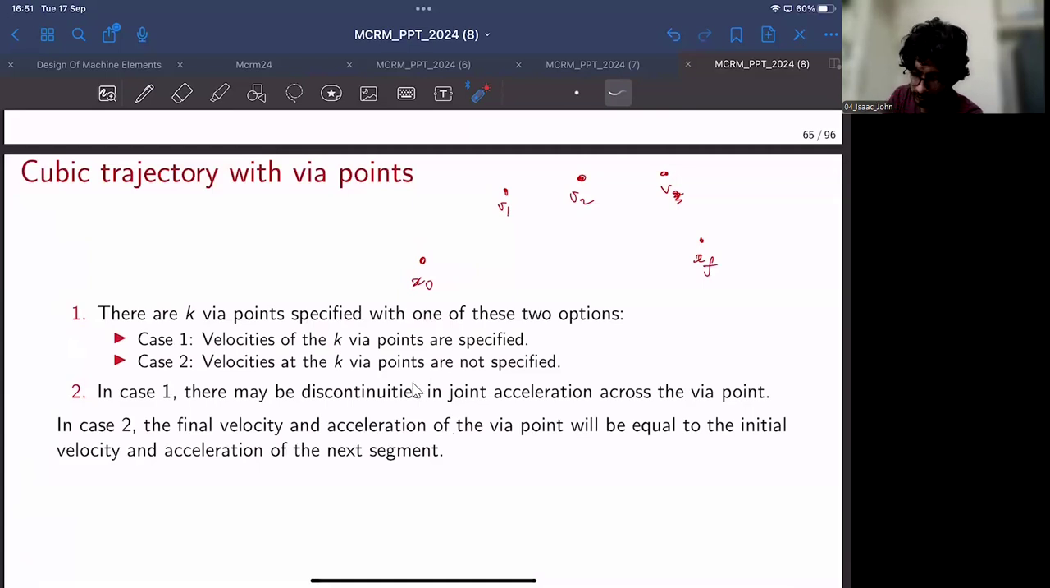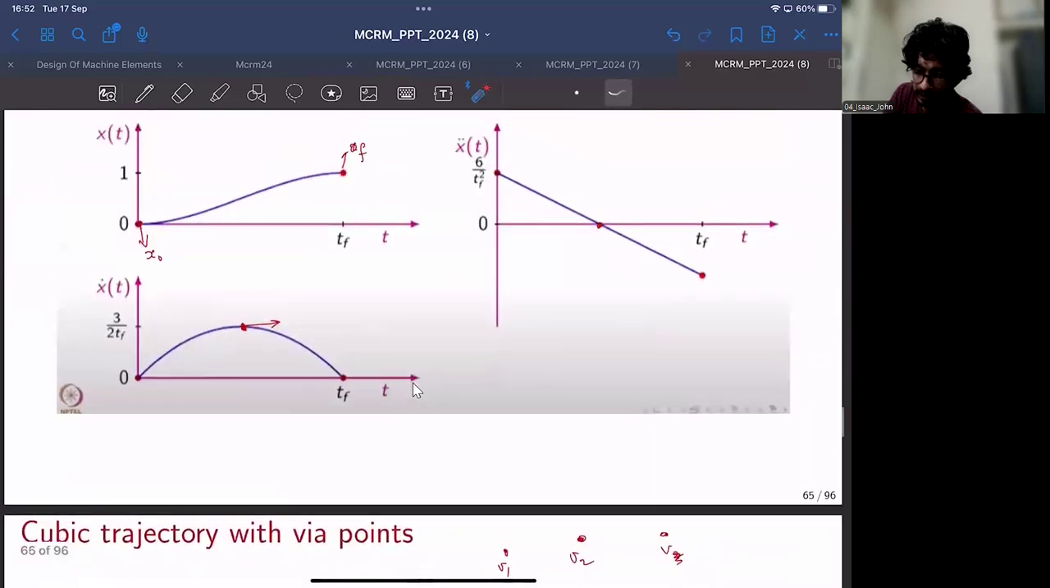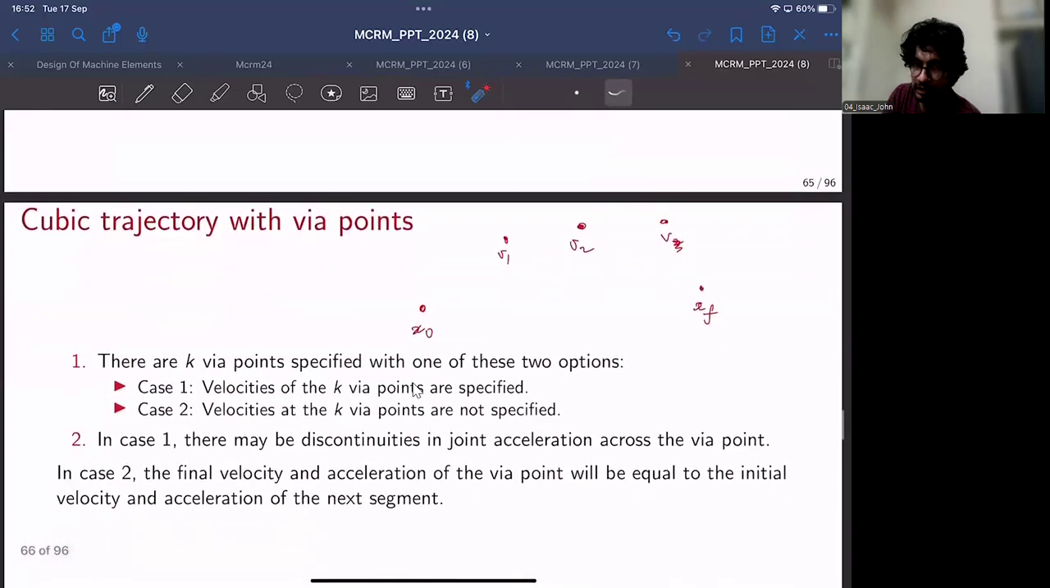So the two cases are: the first, when all the via point velocities are specified, and the second, when the via point velocities are not specified. When they are not specified, we consider that the final velocity of the initial segment would be the initial velocity of the next segment. Whatever we have done here, we apply to each of these individual segments: one trajectory planning over this segment, another over this segment, another over this segment.